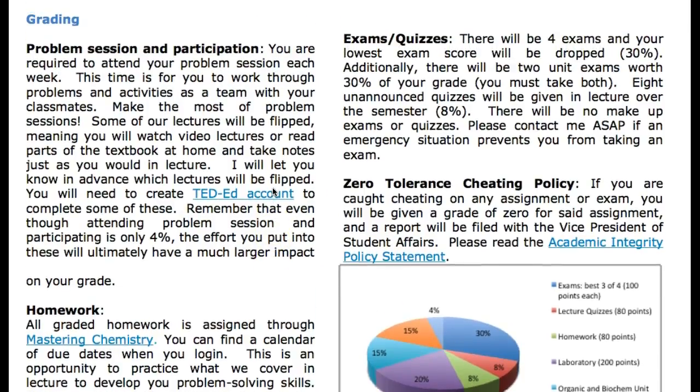The things that will go into your participation grade are, first, completing the startup assignments for each chapter. Again, these are things that you'll complete before you come to class, looking through the chapter and answering some questions to get you ready for the lecture. Also, we're going to be doing a lot of group work in class, and we're also going to have weekly problem sets that we'll also do in class. All of that will go into your participation grade. Looking at the TED-Ed lessons and completing those assignments will also go into your participation grade.